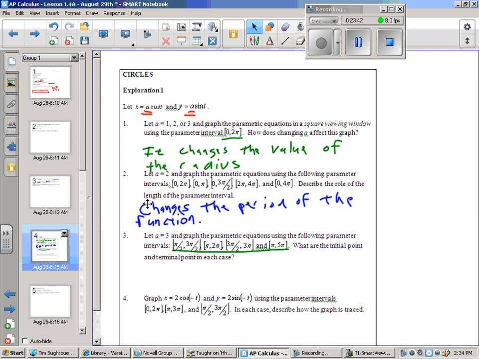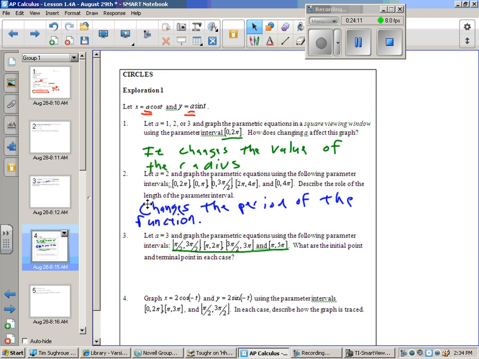So here it is. We're going to go from pi over 2 to 3 pi over 2 the first time. Then we're going to go from pi to 2 pi the second time. Then we're going to go from 3 pi over 2 to 3 pi the third time. And then we're going to go from pi to 5 pi on the fourth one. Okay? So you can tell your initial and terminal points simply through the graph as well.